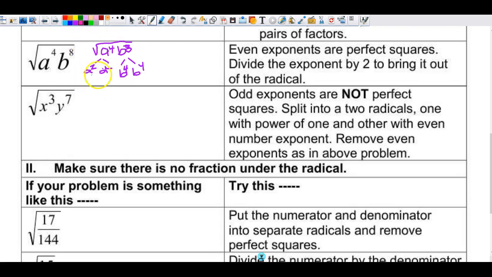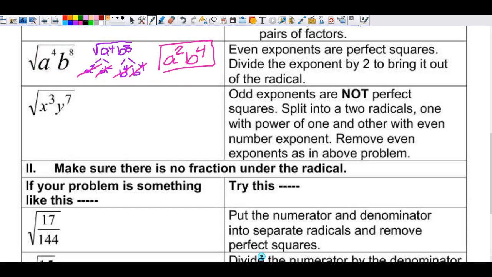I have pairs. These two are identical, so I mark them out, and they just come out as a regular a squared. And I have 2 b to the fourth, so they both mark out, and I get b to the fourth. And so a to the fourth, b to the eighth, when I take the square root of it, this is what I have here. So basically, I just took the exponents and divided by 2. That's all that happens. And if you think about what that means, when I square this, I multiply it by itself, that makes the exponents 4 and 8 back there.